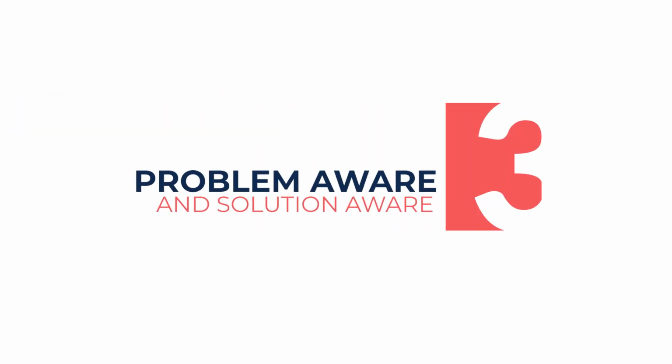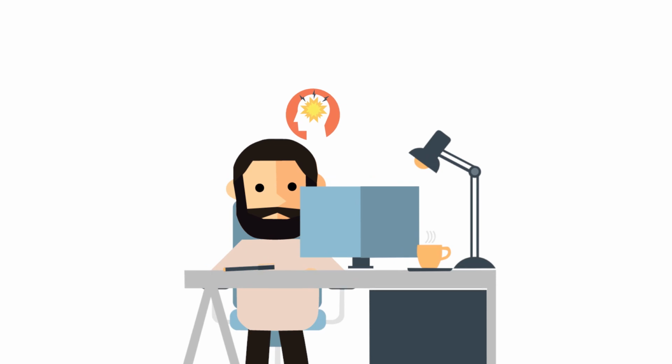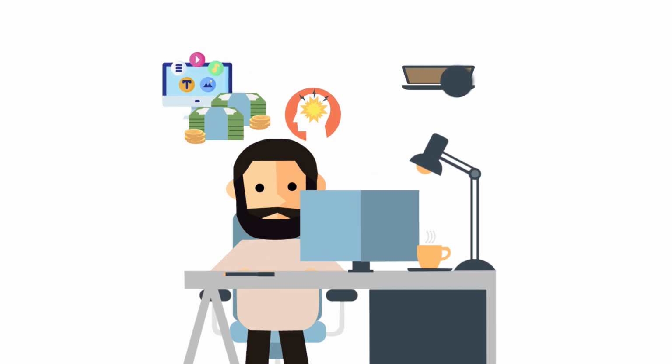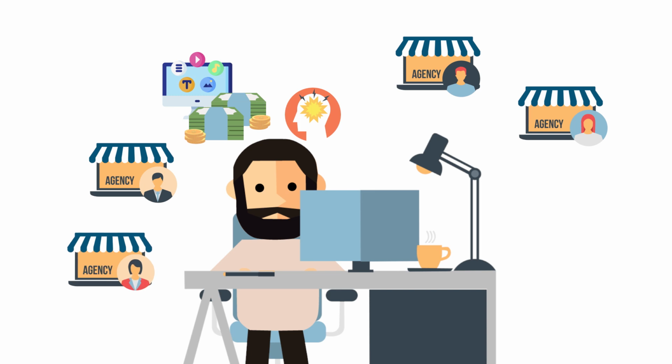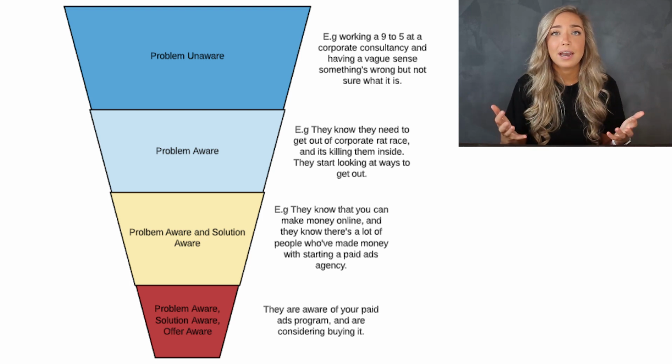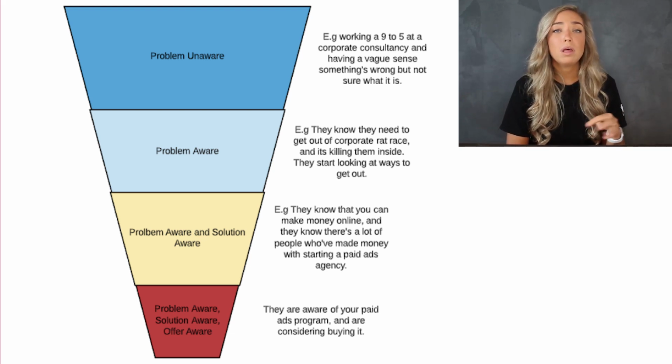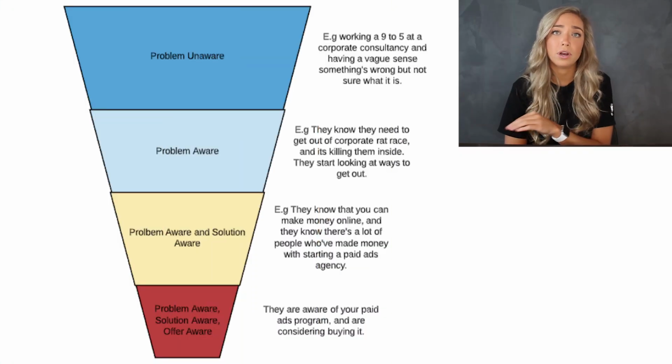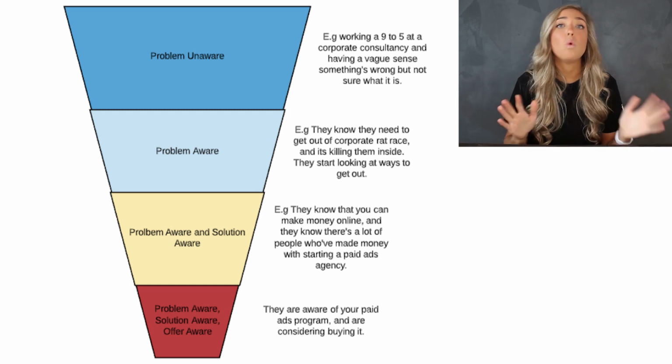Number 3 is problem aware and solution aware. So these are people that understand and know that it's possible to make money online, and they know that there's lots of people that have done this by starting paid ad agencies. And they're actively in the stage of researching about all of this and how they could do it. And then within this group, there's actually 2 levels. So there are people that are researching what type of method they want to use. And then there's also the type of people that are committed to a certain type of method, but then they're trying to figure out exactly which one they're gonna go with. And this is considered warm traffic.